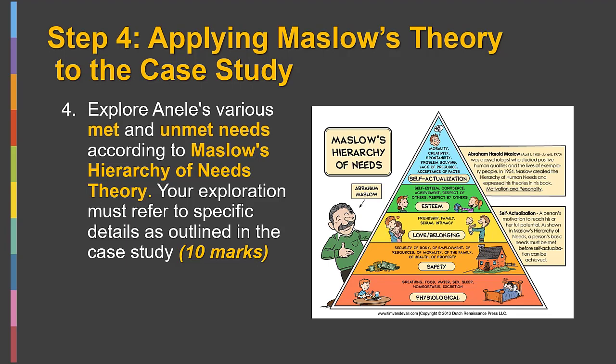Are any of these needs met, or are all of her needs unmet? I want you to really look at it from a critical lens. So see what has been met and what hasn't been met. It's very important for you to explain this with use of examples and details from the case study. Please be mindful that this section is only worth 10 marks. So there is a lot you can write about this, but focus on what you deem to be important needs that have not been met or needs that have been met. And then obviously support this discussion with examples and details from the case study.